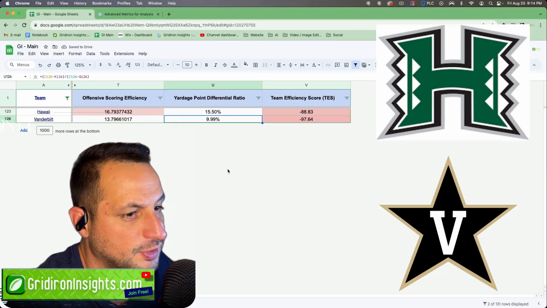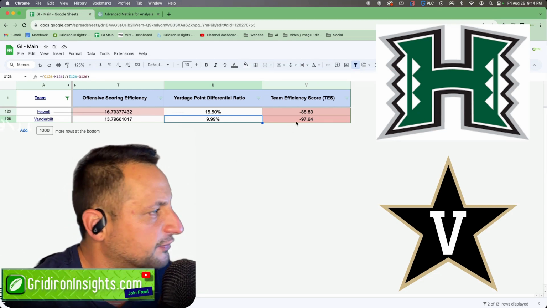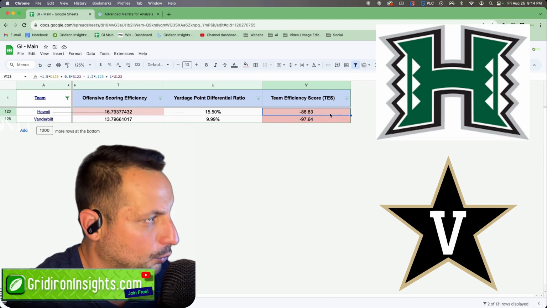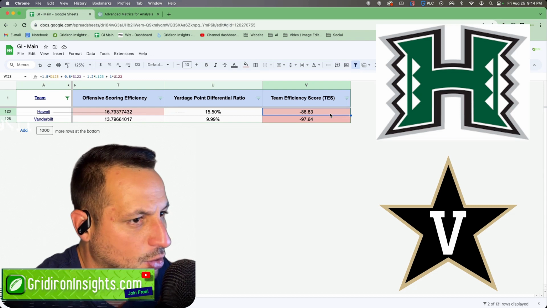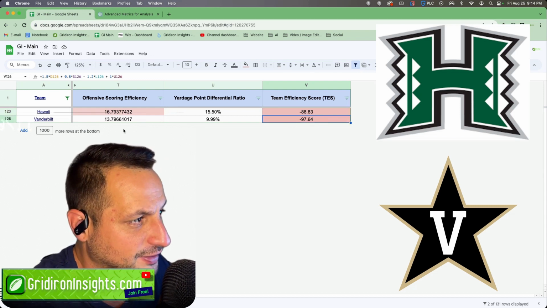But I'm going to look at Hawaii and Vanderbilt. That line is Vanderbilt at home minus 17.5, over/under 55.5. Both of these teams on 2022 metrics were really bad. In this case, I'm going to go with Vanderbilt, just the home favorite to beat Hawaii, but not too confident on this one.